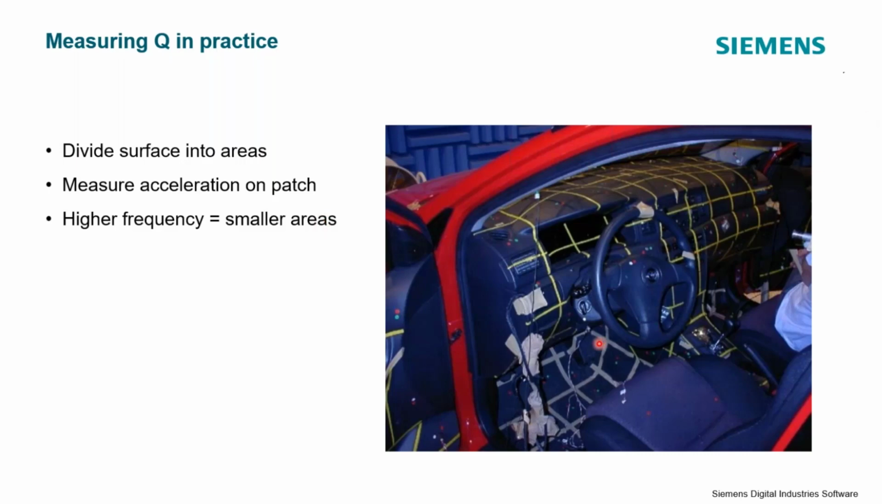So I divide my area into smaller patches and measure an acceleration in there. And as my frequency range of interest goes up, those patches need to get smaller and smaller. And that's really just due to the wavelength of sound and the physical property of sound: at lower frequencies the wavelength gets bigger and bigger, and at higher frequencies that wavelength gets shorter and shorter. And so we need to use a smaller and smaller area to extend that frequency range. So this is how we measure a Q, kind of an operating or output Q.